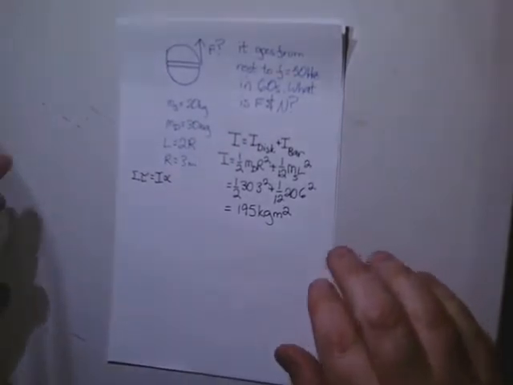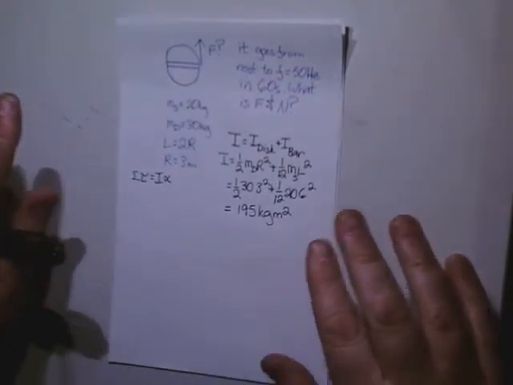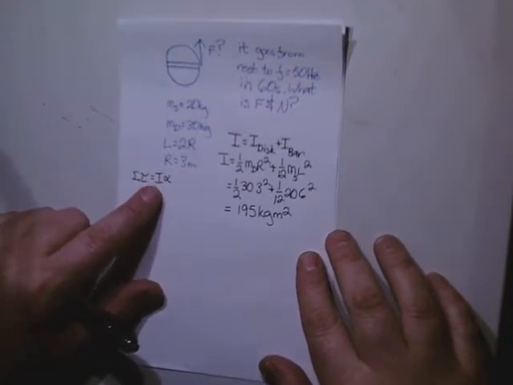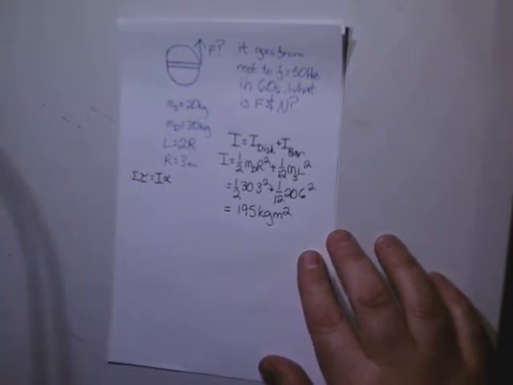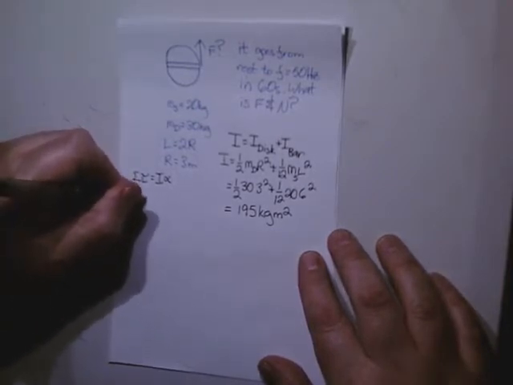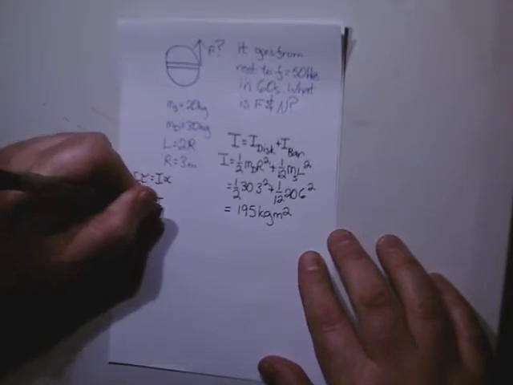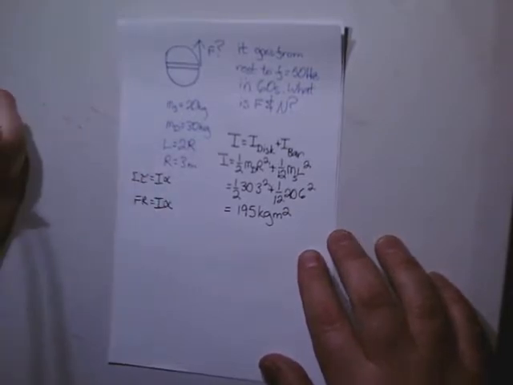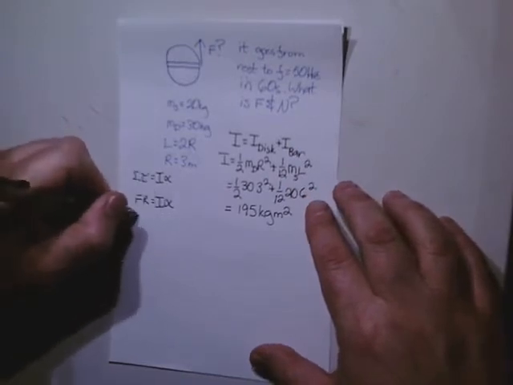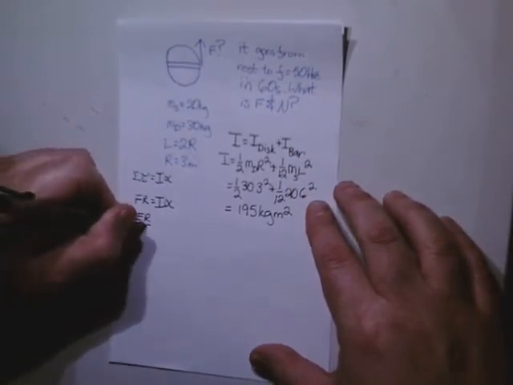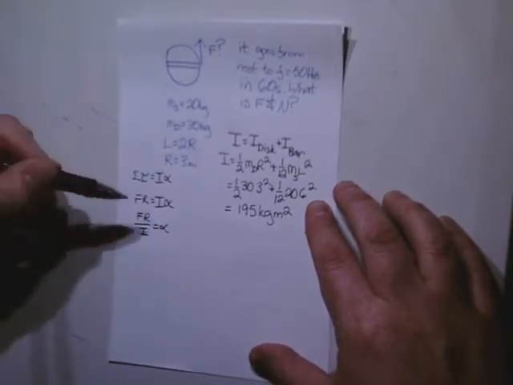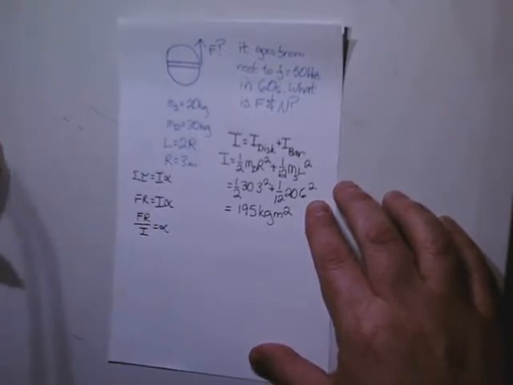Okay. So this is the moment of inertia of the system. So that I right there is 195. There's only one force, one torque. So FR is equal to I alpha. Now, I didn't ask anything about alpha. What that typically means is that I'm eventually going to solve for it or substitute it out. So FR over I is equal to alpha.